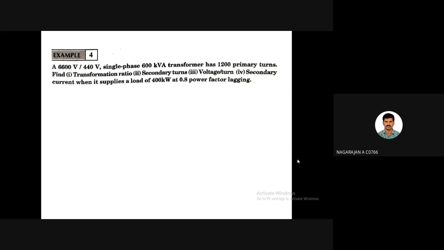So this is the problem. 6600 volts bar 440 volts, single phase, 600 kVA transformer has 1200 turns in the primary. They didn't mention the secondary voltage or secondary number of turns. They have told you to find out four different factors: transformation ratio, number of turns in the secondary, voltage per turn, and secondary current when it is supplying a load of 400 kilowatt at 0.8 power factor lagging. So that is what we have to derive now.